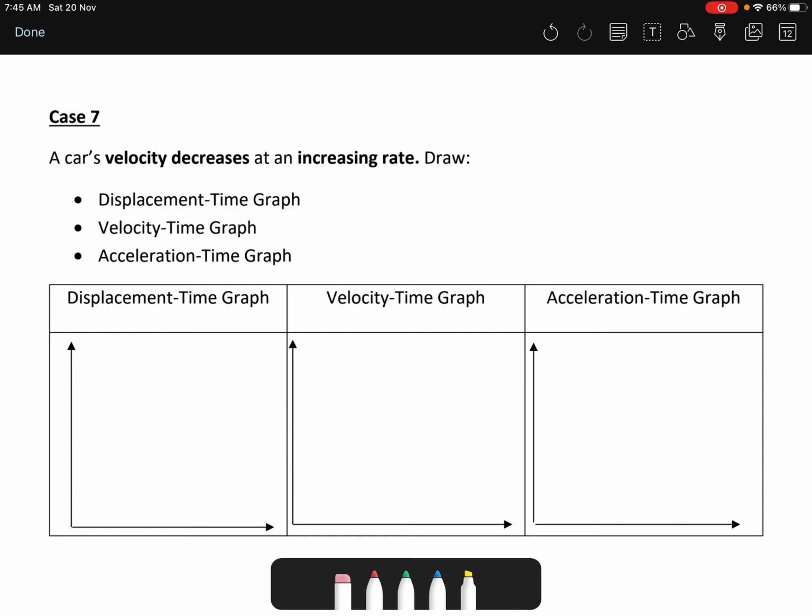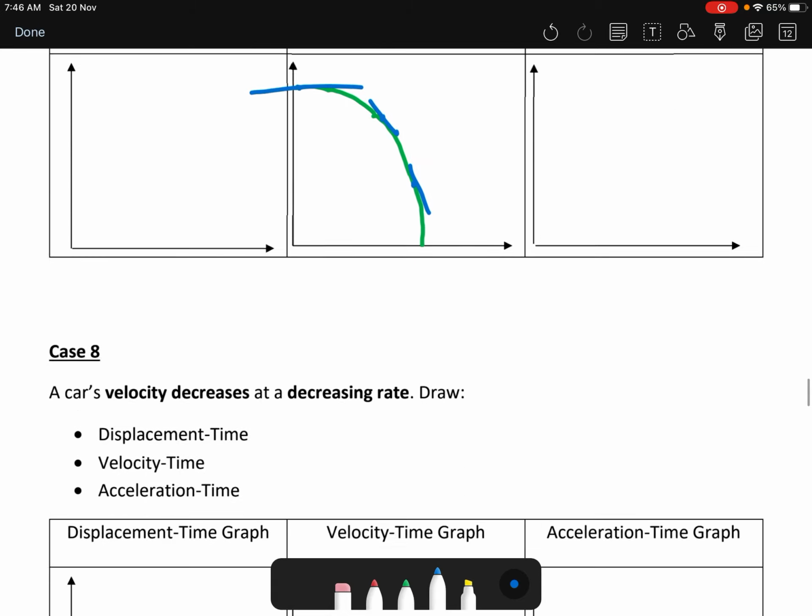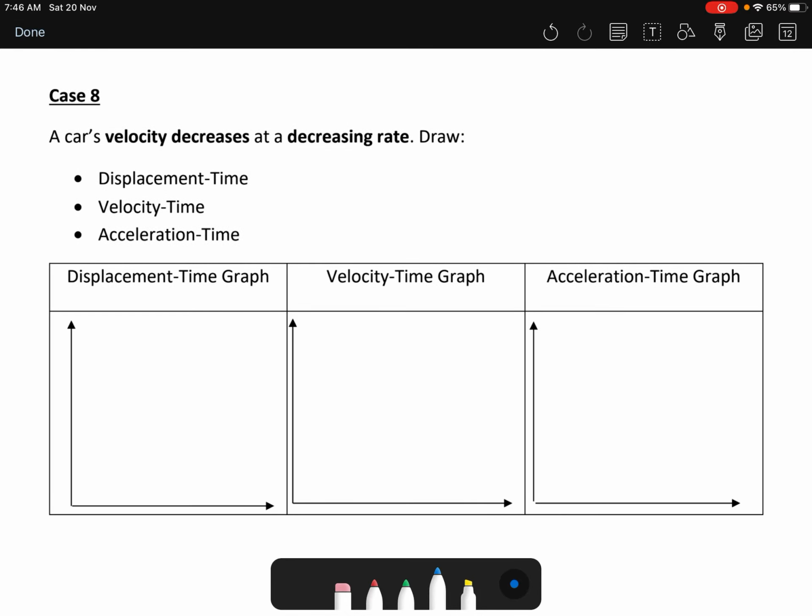Now we move on to case 7, where my velocity decreases at an increasing rate. Increasing rate means that my gradient should get steeper and steeper. Now I sketch the graph for velocity. Velocity is from high to low, because I decrease. Now it's something like this. So this is for case 7. You can see that initially my gradient is not so steep, rather gentle. Then it's getting more and more steep. Something like that.